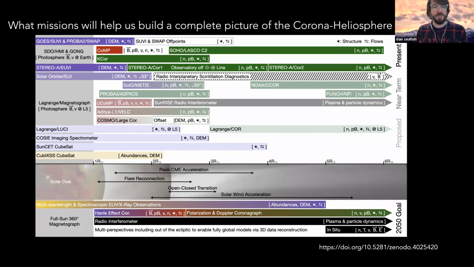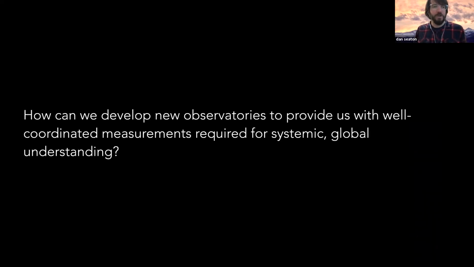I really want to encourage people to think about, how do we take the resources we have, the resources that are coming online, the resources that are planned for the future, and develop a sort of fully coherent observatory that gives us that complete view of the corona as a single system? Because I think that's the new frontier. I think that's where the big, unanswered questions still lie. So how do we develop new observatories to provide us with well-coordinated measurements required for the systemic global understanding?